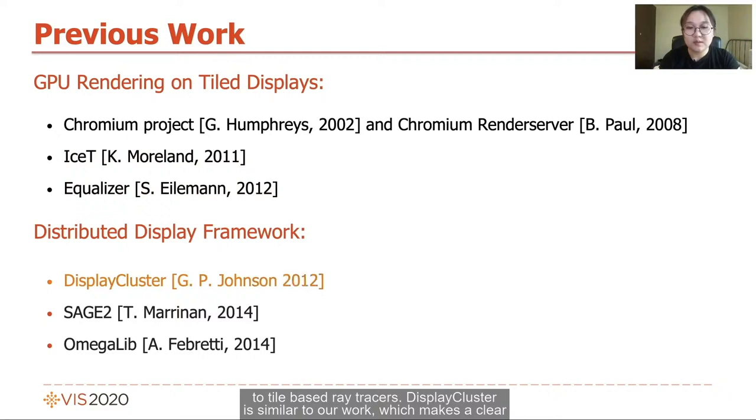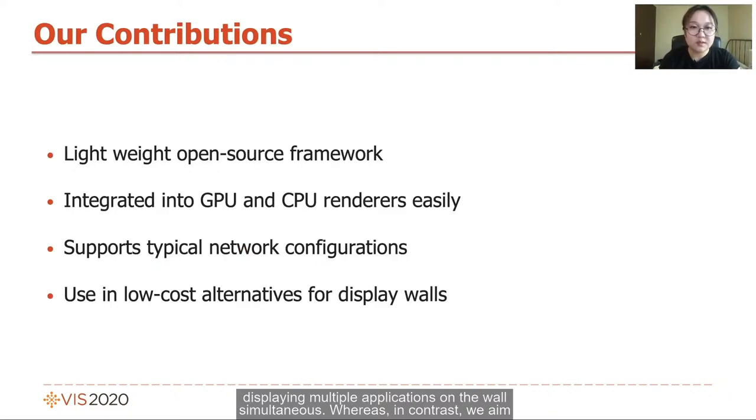DisplayCluster is similar to our work, which makes a clear distinction between a display wall and a client application. CGLX is another popular windowing environment for tile displays, designed for collaborative workspaces on tile display walls. Omegalib is designed for similar use cases, with a focus on stereo tile display environments. These libraries are more similar to full-featured window managers, supporting displaying multiple applications on the wall simultaneously. In contrast, we aim to provide a simple lightweight framework abstraction that can be rendered by a single application.